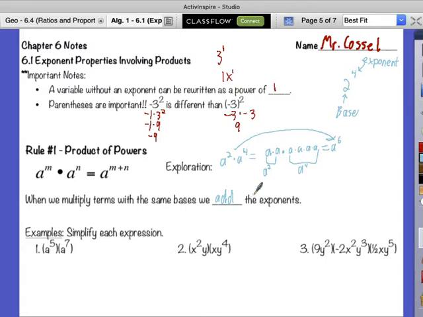Now we're going to simplify this first expression: A to the 5th times A to the 7th. You're looking at rule number 2.